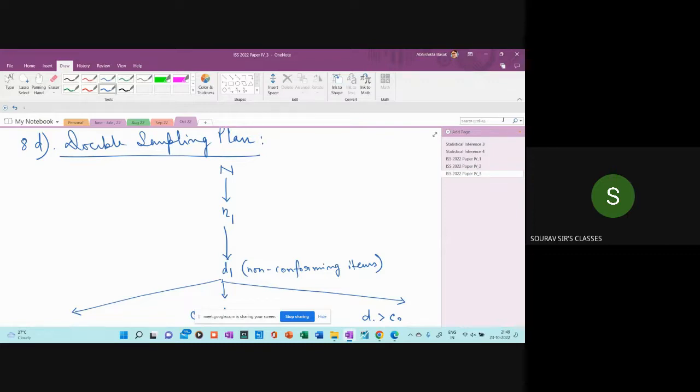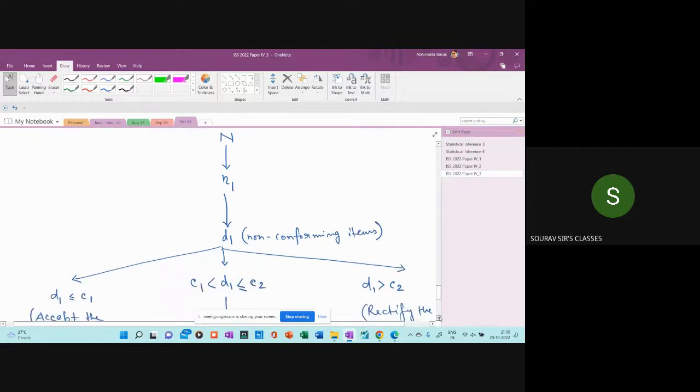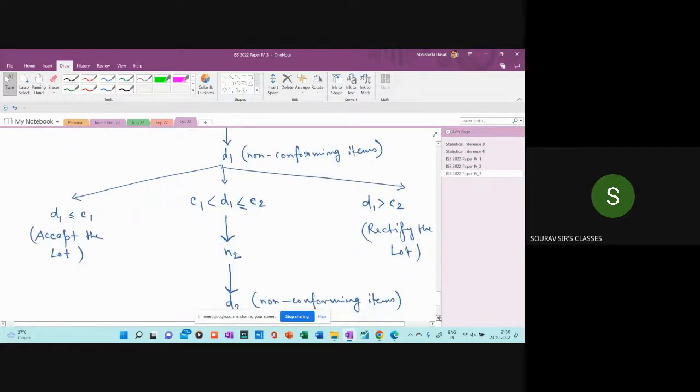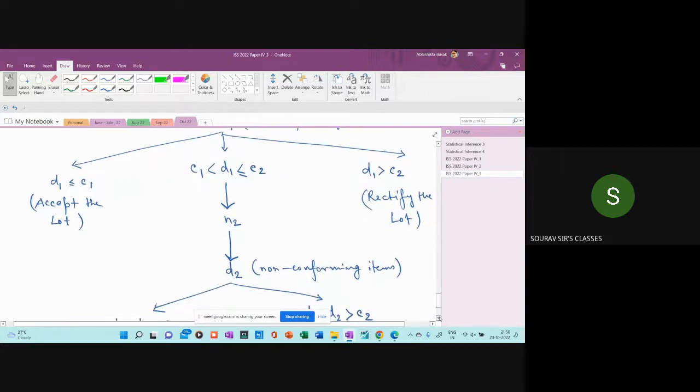So if all n1 items are inspected and d1 items are found to be non-conforming, then we set a cutoff c1 as the maximum allowable number of non-conforming or defective items, which we can allow. So what should the case be? The case should be if d1 is less than c1, then we accept the lot and replace those non-conforming items with standard ones. This is case 1, which till now is equal to the single sampling inspection plan.